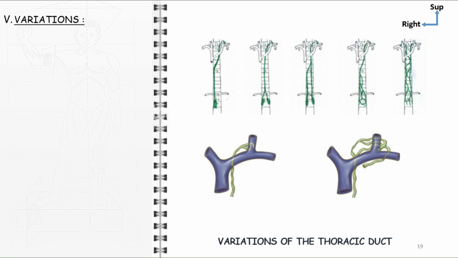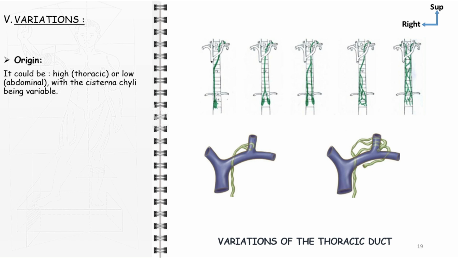Let's discuss now the different anatomical variations of the thoracic duct. There are numerous variations which can affect either its origin, by being high or of thoracic origin, or low, or of abdominal origin, with the cisterna chyli being inconsistent.